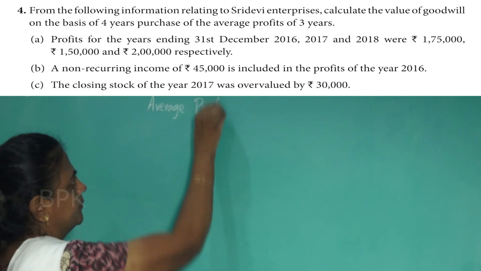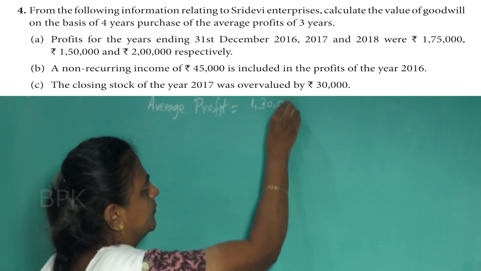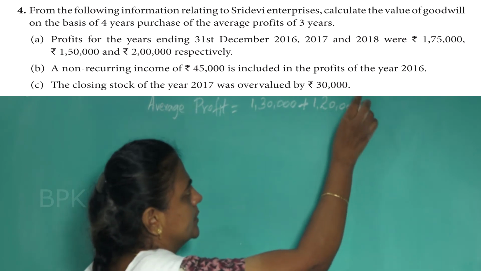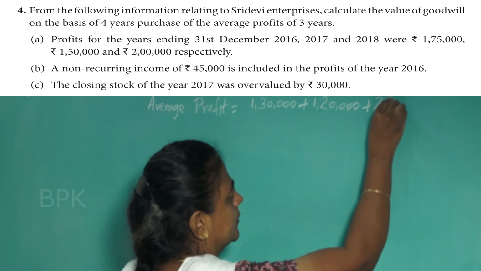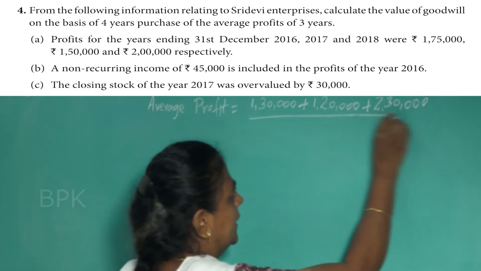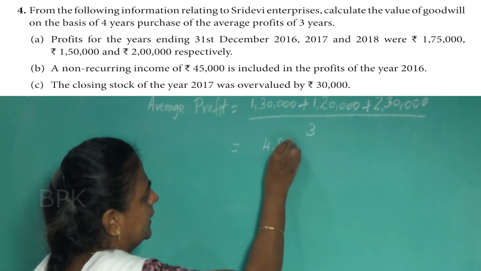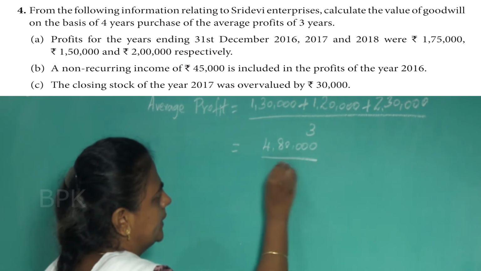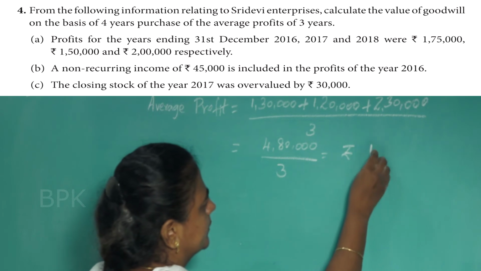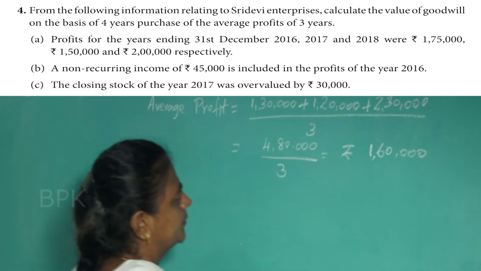Average profit is equal to 1,30,000 plus 1,20,000 plus 2,30,000. This is the profit we calculated. Divide by 3. So that will give you 4,80,000 divided by 3. So you will get 1,60,000 rupees. What is asked?